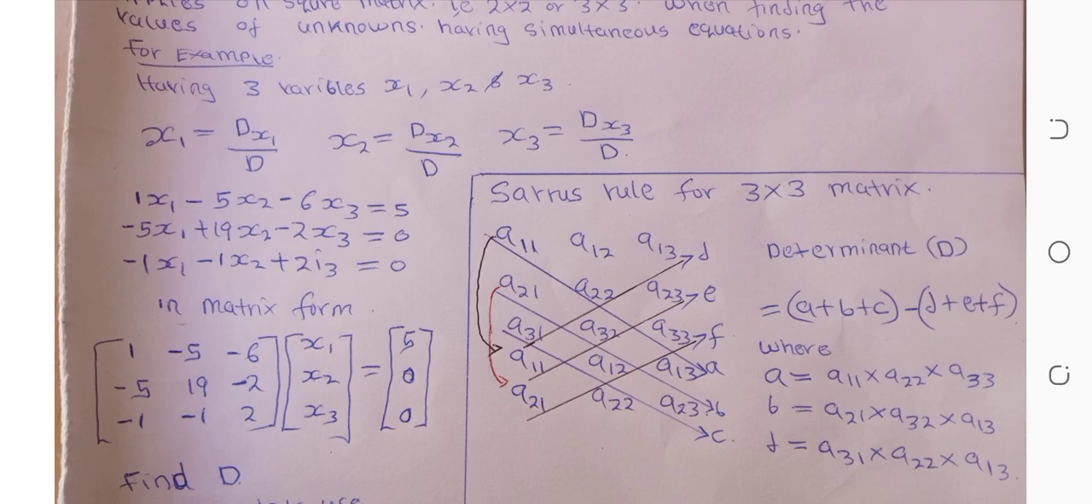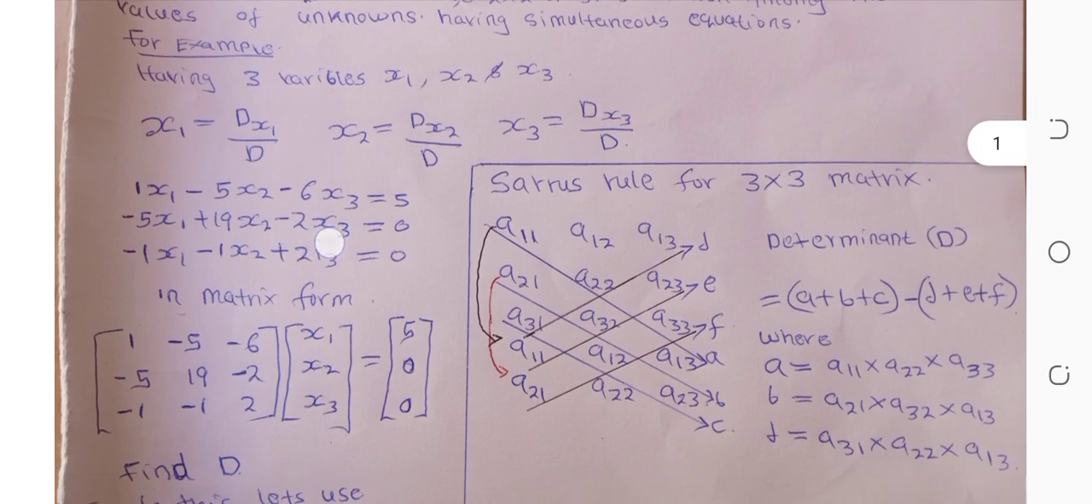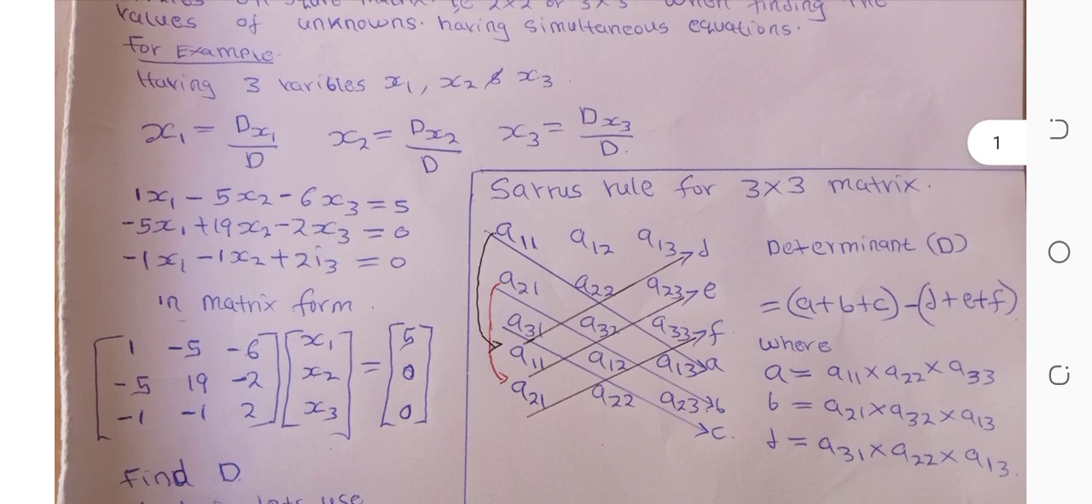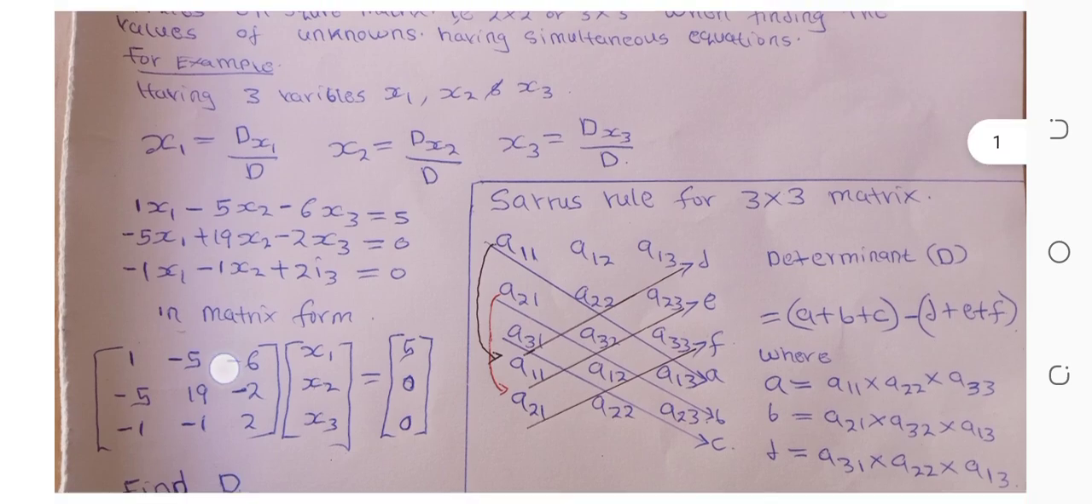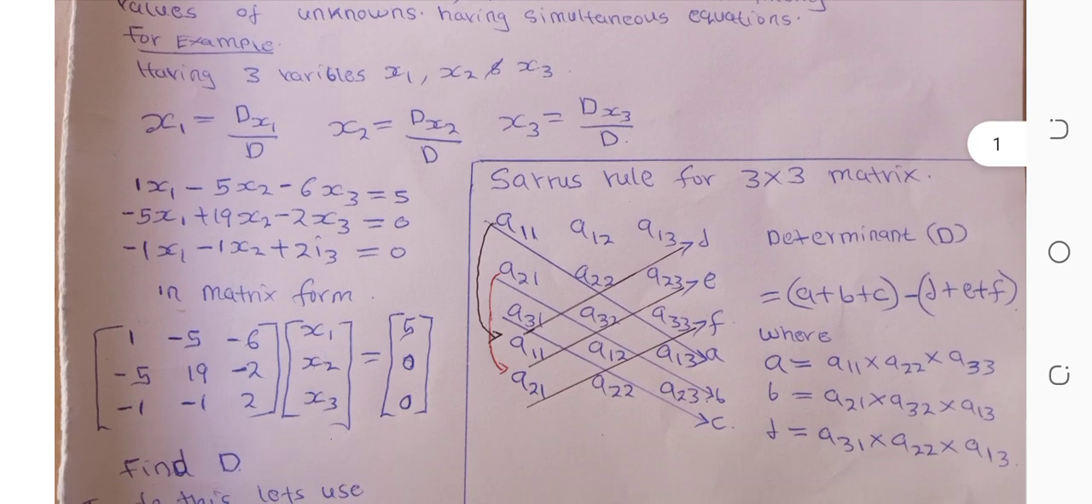The first row is 1, -5, -6. The second row, you have -5, 19, -2. This is for x1, x2, x3. Then we have -1, -1, and 2. In the second part, we have a column that is x1, x2, and x3. To move from this matrix form to the simultaneous equations, you multiply row by column. You start with this row, then multiply by the column, and you get back to a simultaneous equation. Then the right side of the equation has 5, 0, and 0.